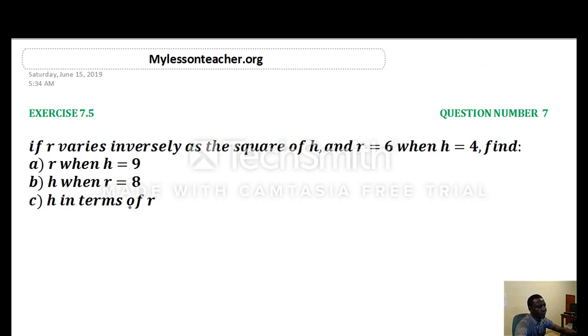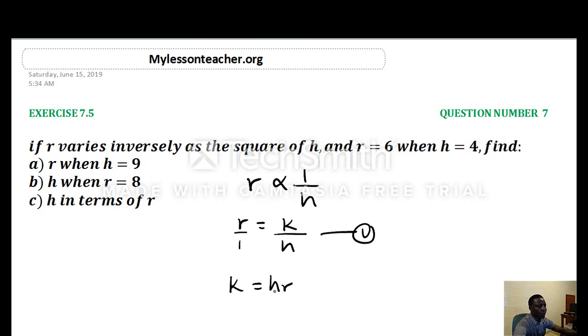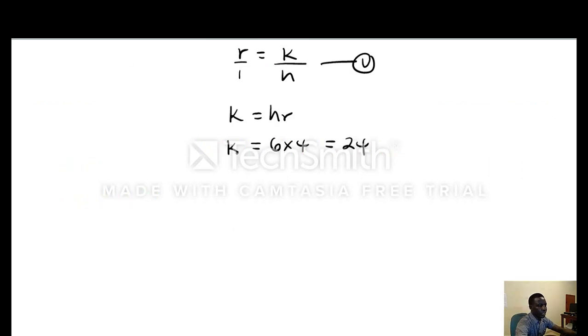Question number 7 says, if R varies inversely as the square of H. How do we write that? R varies inversely as the square of H. As an equation, we have it to be R is equal to K divided by H squared. You call this your equation 1. Making K the subject of the formula by cross multiplying gives us K is equal to H squared R, with values of H and R given as 6 and 4. We have K to be equal to 6 times 4, which is equal to 24. Substituting the value of K into equation 1 leaves us with R to be equal to 24 divided by H, and we say equation 2 is the relationship between R and H.